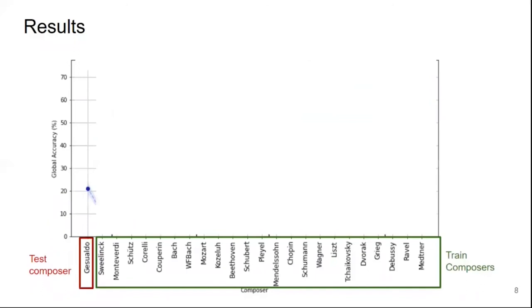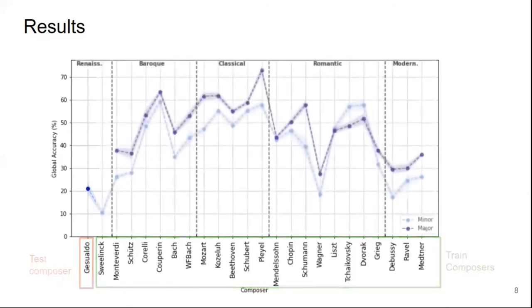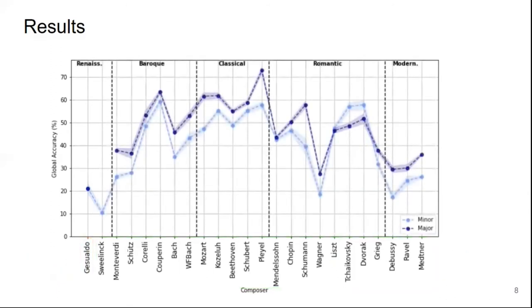Let's take Gesualdo, which is at the very left of the figure, as an example. We trained the model on all other composers, and we found that given their chord usage, we can predict around 20% of Gesualdo's chords in major mode. And this means that, compared to the work of other composers, Gesualdo doesn't use the chords in the same way. We did this for all composers. We see that classical composers are the most predictable from our data, followed by Baroque and Romantic composers, with Modernist and Renaissance composers being the least predictable.